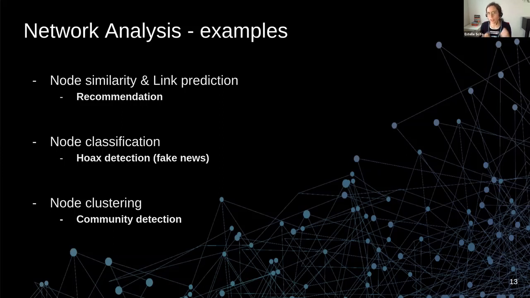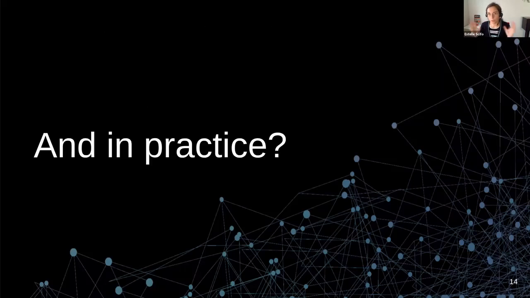For instance, it has been used to identify fake information on Wikipedia by identifying the articles that were not connected to articles that were known to be true. And you can also use it to identify communities in your graph, whatever your graph is representing.